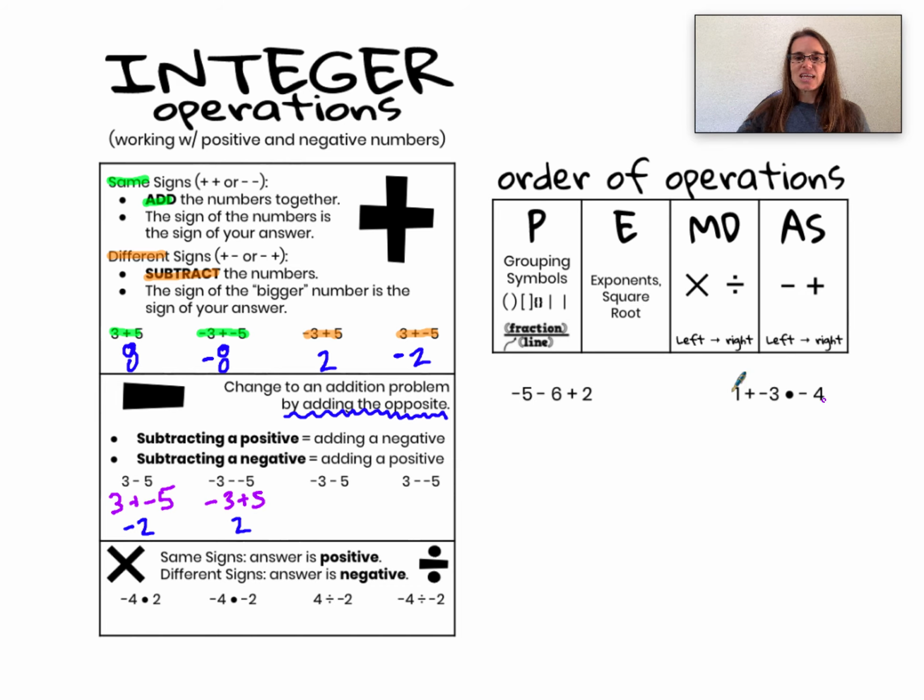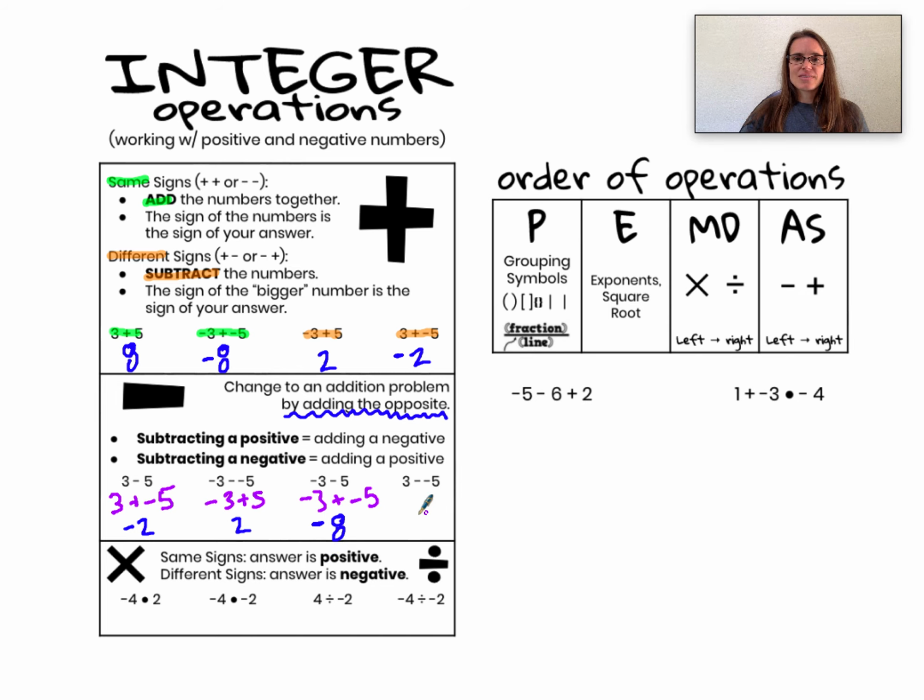Next case, -3 minus 5. Here, subtracting a positive, subtracting +5, is the same as adding a negative, adding -5. So -3 plus -5, I'm adding two numbers with the same sign. So I add them together, 3 plus 5 is 8, and then my final answer is just -8.